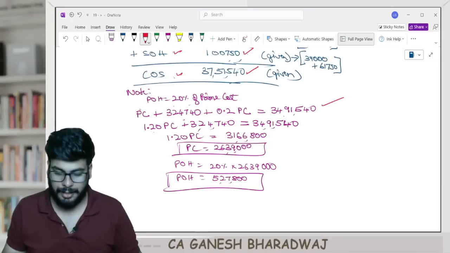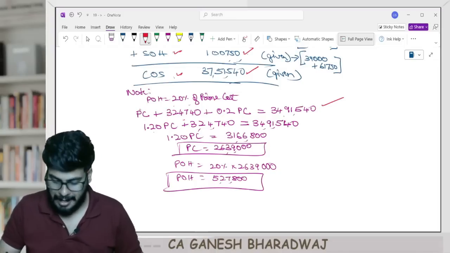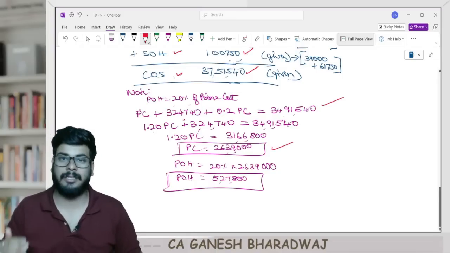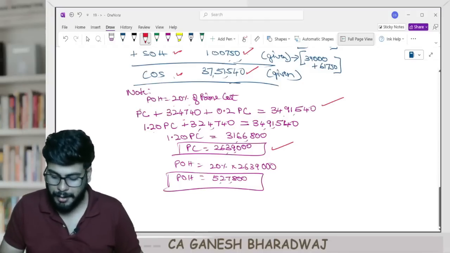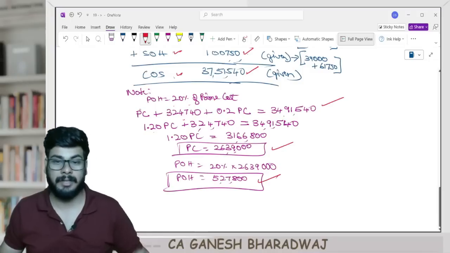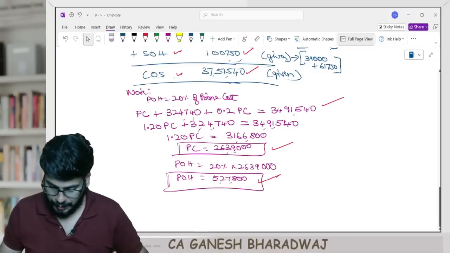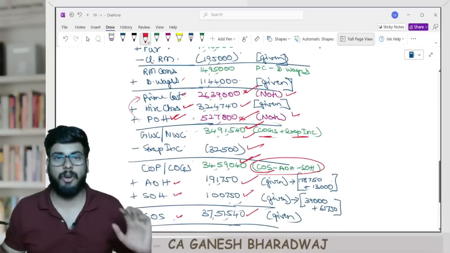You solve for this. 1.20 PC gives you 31,66,800. So the prime cost is going to be 26,39,000. You just solve for it, you will get the prime cost value. Production overheads will be 20% on 26,39,000. It gives you 5,27,800. Are you clear with this? Now you can just plug these two figures here. You can just plug these two figures. You have got this, right?